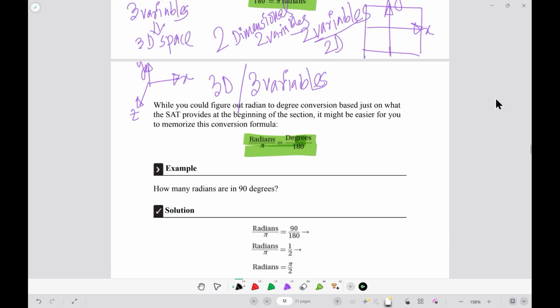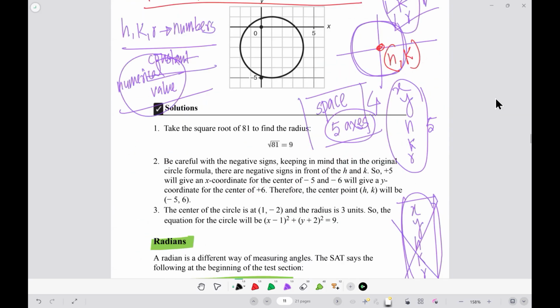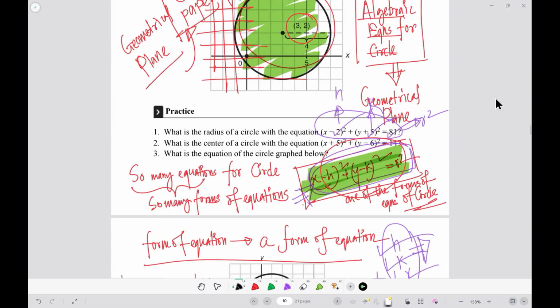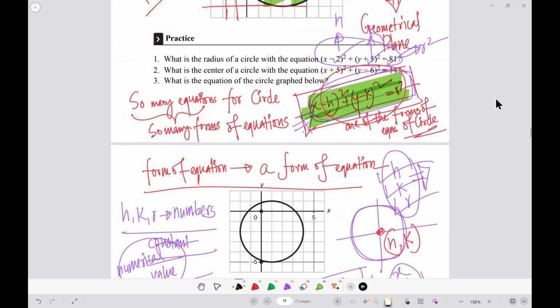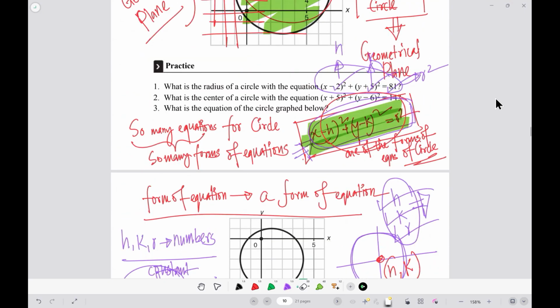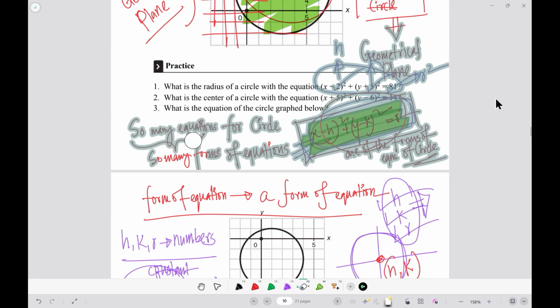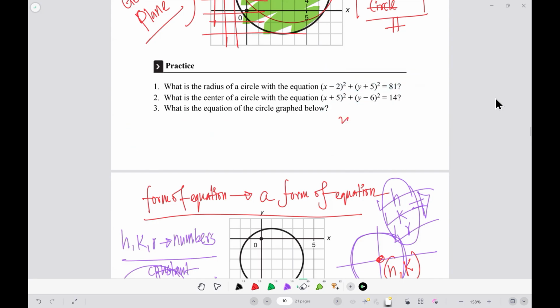Maybe we can talk about this. For example, let me find something. Now, what is the radius of a circle with equation x minus 2 whole squared plus y minus 5 whole squared equals 81?